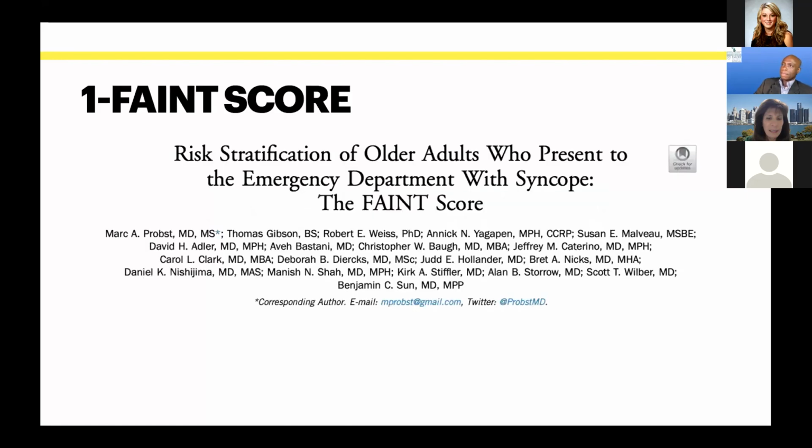The first is the FAINT score. And if you look at the author list here, there are some familiar names. This was a large group that encompassed 11 EDs in the US. And they were looking at patients, specifically patients greater than 60 years. So they did this as a prospective observational study and looked at patients that after their ED evaluation still had unexplained syncope. Their primary outcome was 30-day serious adverse events.